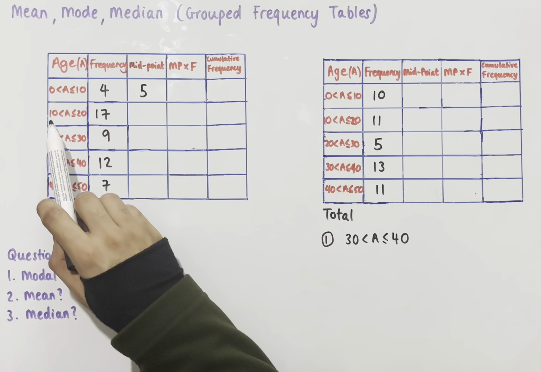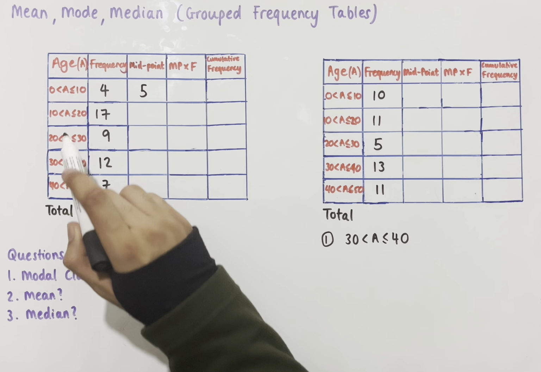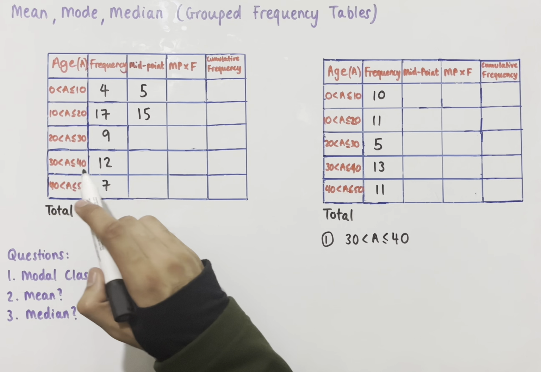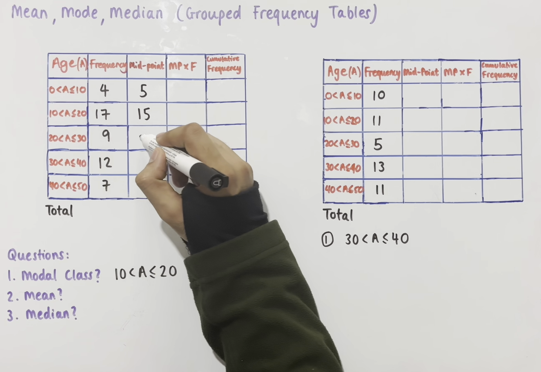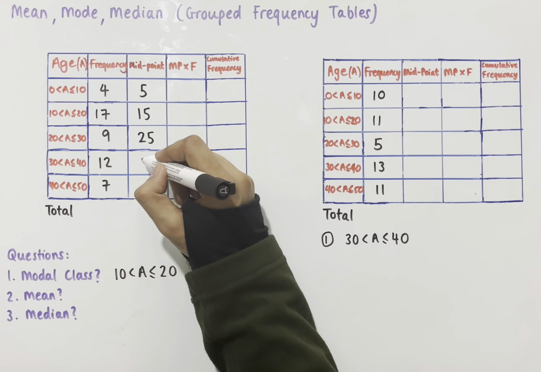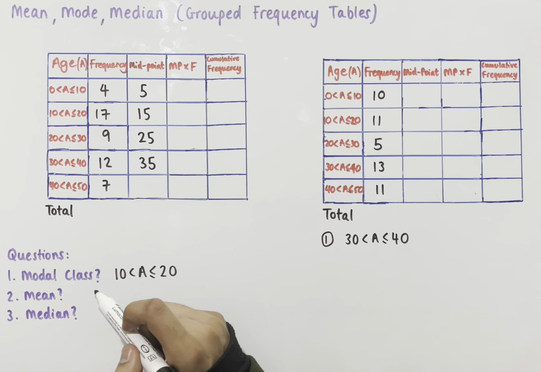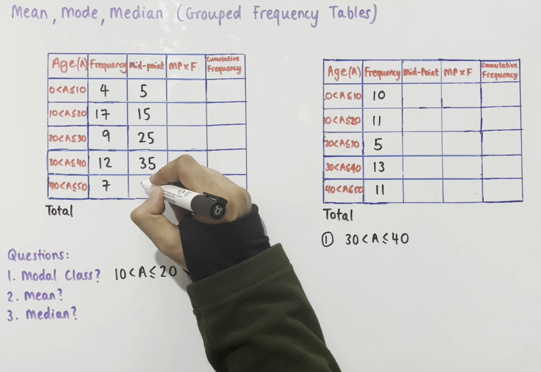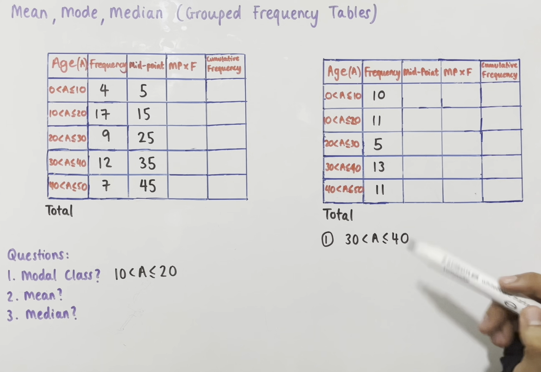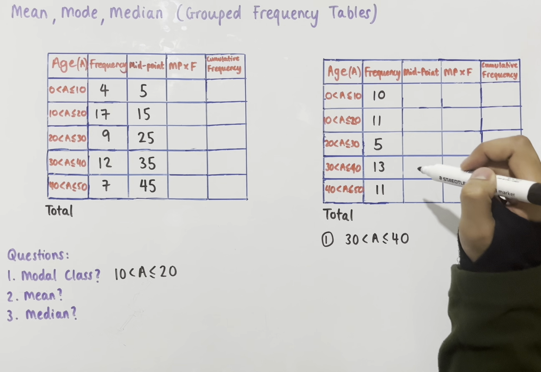If we want the midpoint of the second class, we would do 10 plus 20, which is 30, divided by 2, which is 15. And the next one is 20 plus 30, which is 50, divided by 2, which is 25. The next one is 30 plus 40, which is 70, divided by 2, which is 35. And this last one is 40 plus 50, which is 90, divided by 2, which is 45. And now we'll do the same thing for this grouped frequency table. And since the ages for the classes are exactly the same, these midpoints would be the same.